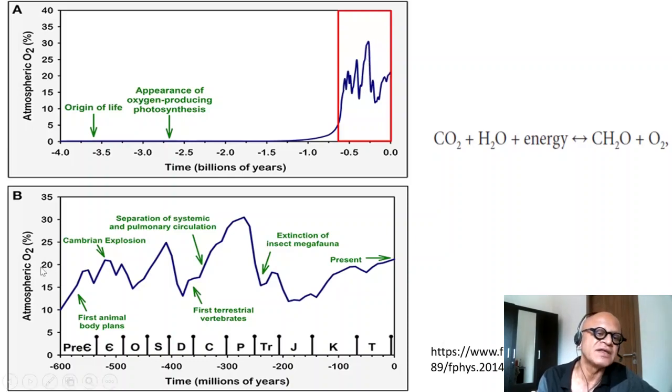And you can see that in terms of atmospheric O2 percentage, again expanded over the 600 million years ago, so starting in the Neoproterozoic into the Cambrian and forward. You can see that there have been first animal body plans, Cambrian explosion, separation of systemic and pulmonary circulation, first terrestrial vertebrates, extinction of megafauna, and so on. And here we are at 20%, the current level of oxygen in the atmosphere.